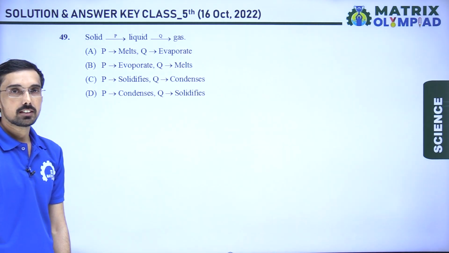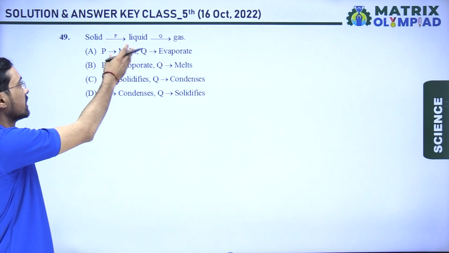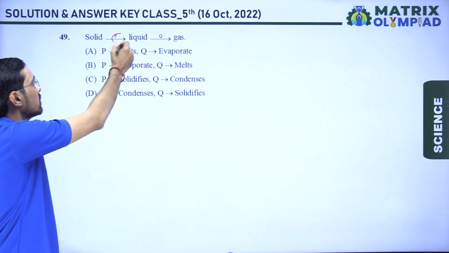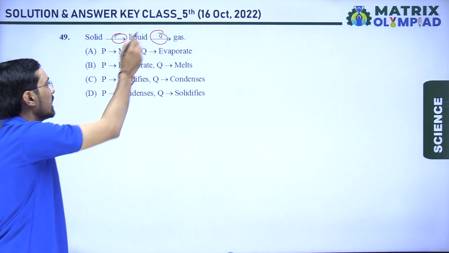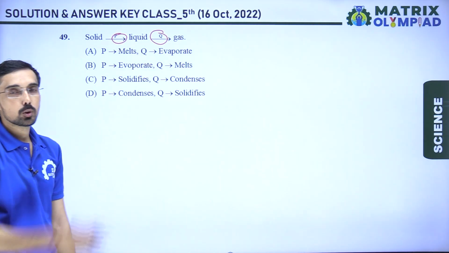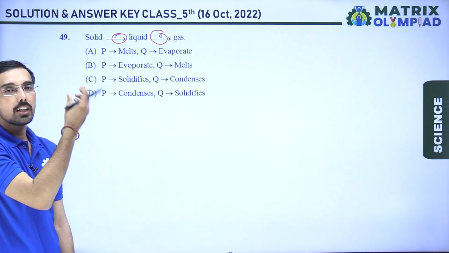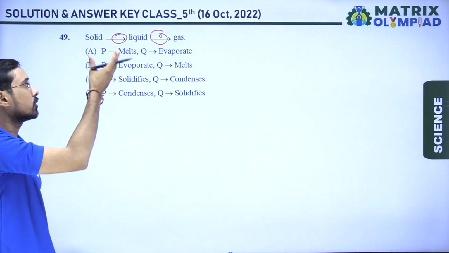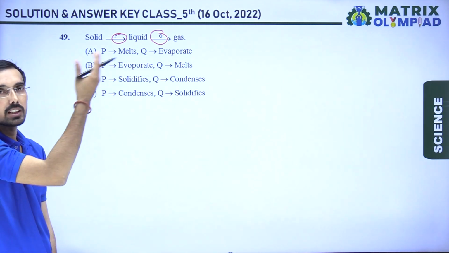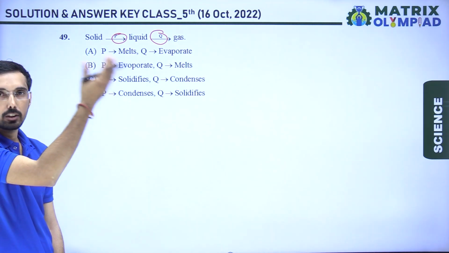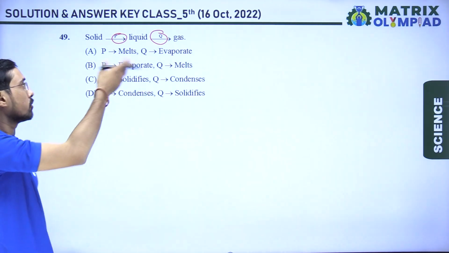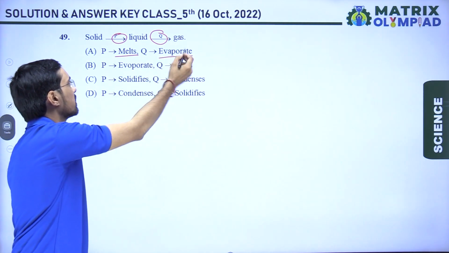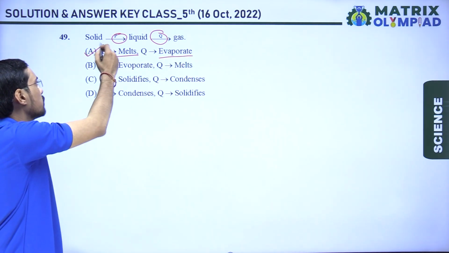The next question is solid converted into liquid and liquid converted into, we have to find out what is P and Q. As we can see in the options, solid gets converted into liquid, it means it melts down, and liquid converted into gas, it will convert it into evaporation. By the process of evaporation, liquid gets converted into gas. We can find out in the given options, P is melts and Q is evaporate. So the correct answer is A option.